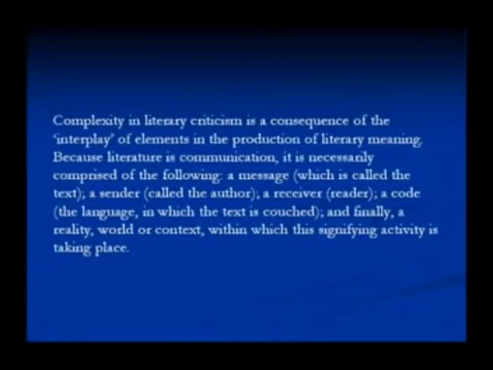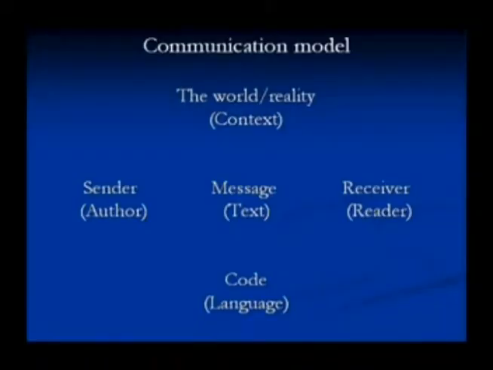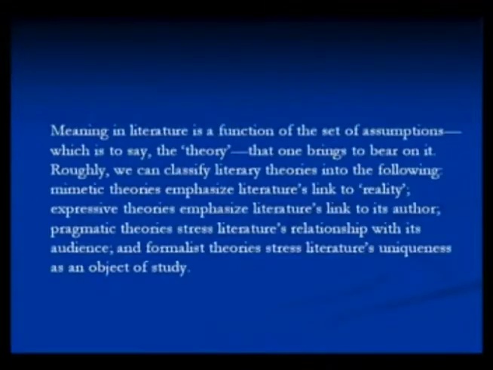Complexity in literary criticism is a consequence of the interplay of elements in the production of meaning. Because literature is communication, it is necessarily comprised of the following: a message, which is called the text, a sender, called the author, a receiver, the reader, code, the language in which the text is couched, and finally, a reality, world, or context within which the signifying activity is taking place. So this is a communication model with exactly those elements as I mentioned them.